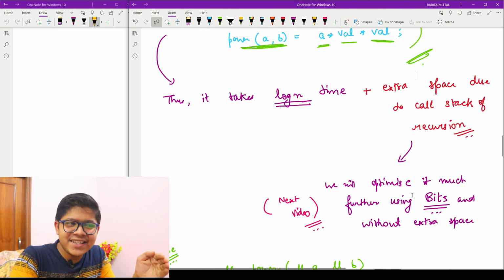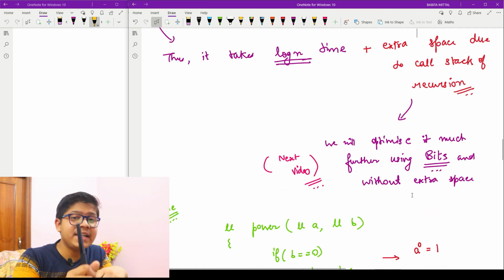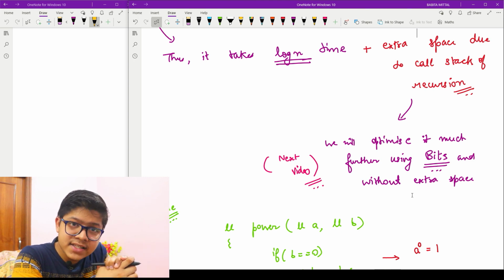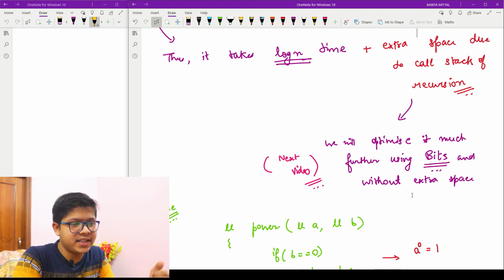Now, as you can clearly see, it takes log n time, but it takes extra space due to recursion, or you can say the call stack. So we can optimize this by using bits, and we will see that in the next video.